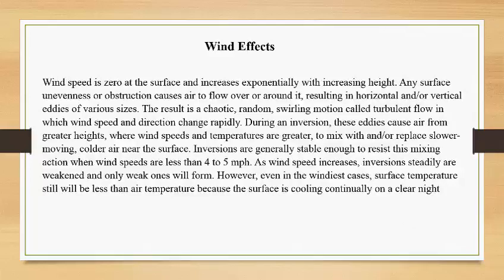Inversions are generally stable enough to resist this mixing action when wind speeds are less than 4 to 5 miles per hour. As wind speed increases, inversions steadily are weakened and only weak ones will form. However, even in the windiest cases, surface temperature still will be less than air temperature because the surface is cooling continually on a clear night.